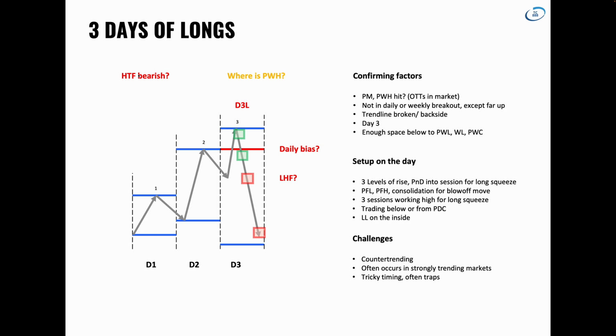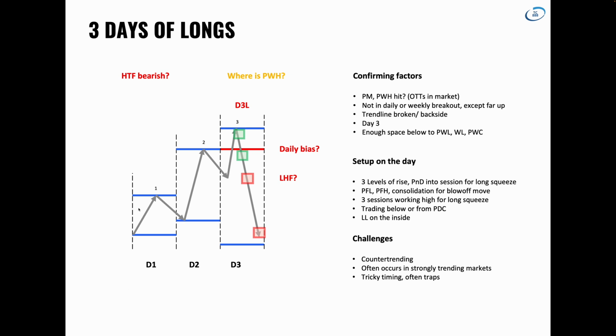You want the higher time frames to be bearish. So you don't want to come out of a strong weekly fake out low. You prefer to be in a weekly breakdown, also in the monthly. So a downtrend is better because then you have a rollover back into the trend.